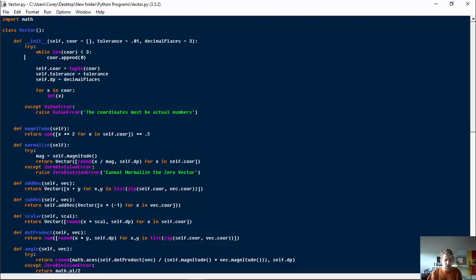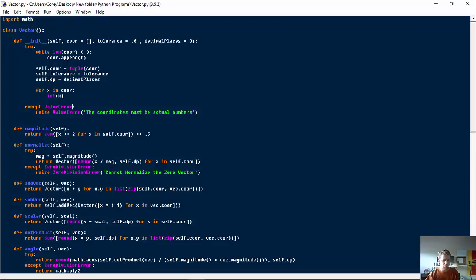So the initialization is pretty much the same, I believe. They're just going to put in the coordinates, those tolerance values, so that if we get a cross product that's 0.00001, we're going to say, okay, we're going to round it down to 0 and assume it's like that. DP is the decimal places. That's a new thing I put in, and that's just the amount of decimal places we're going to round to. By default, these are 0.01 and 3 decimal places, so not the most accurate, but I assume you don't always need something incredibly accurate.